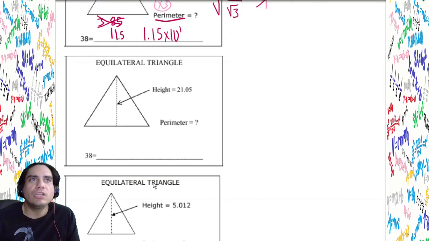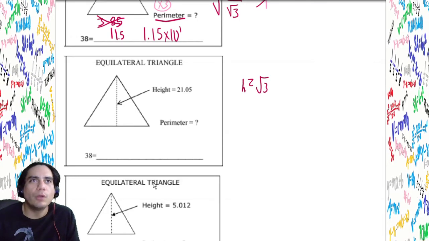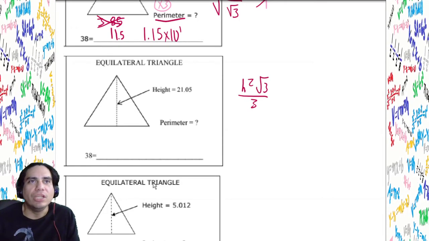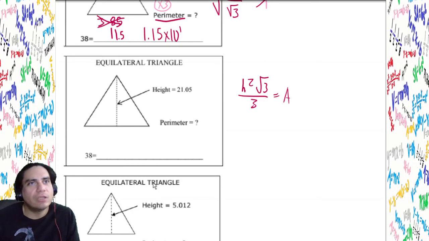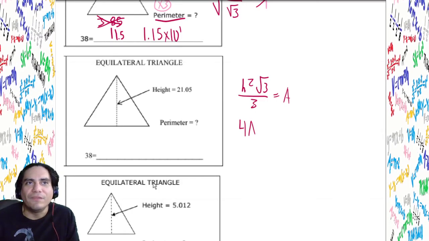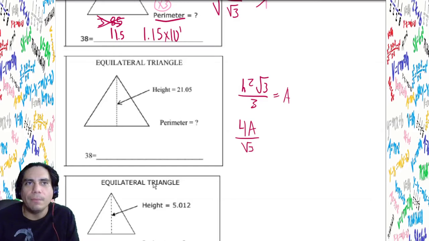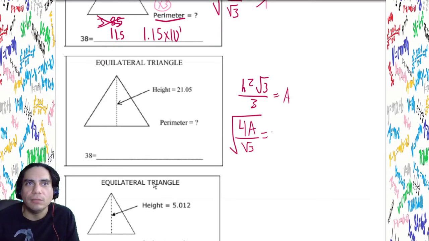So, in this problem, we're going to go ahead and get height squared times the square root of 3 divided by 3 gives us our area. And then we could already go ahead and see that it's going to be 4 times the area divided by the square root of 3, square rooted, gives us the side.